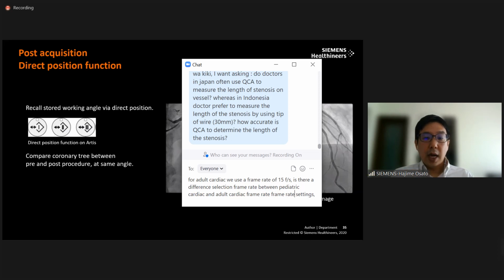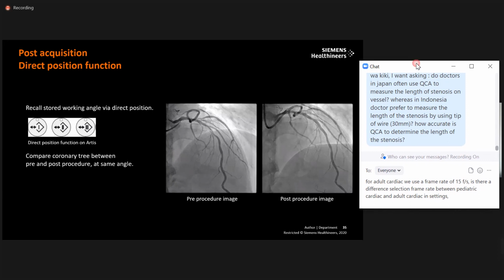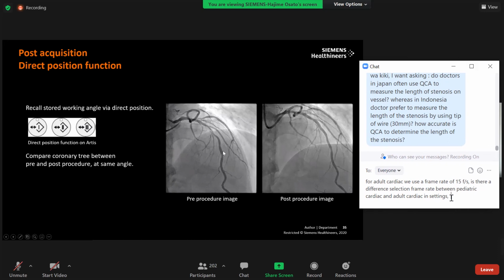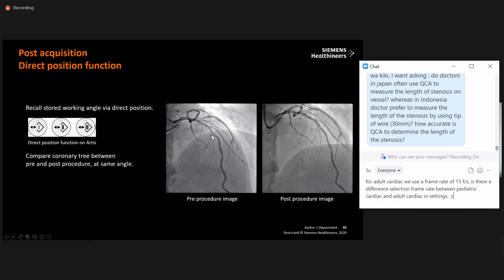As I mentioned in the pre-acquisition session, the system can store angulation information. We can use the direct position function this time and compare the pre and post-acquisition images like this. On the left, we have the pre-procedure acquisition, and the stenosis part is here. The post-procedure image is here. So we have to use the same angulation and system position and compare the stenosis part side by side.